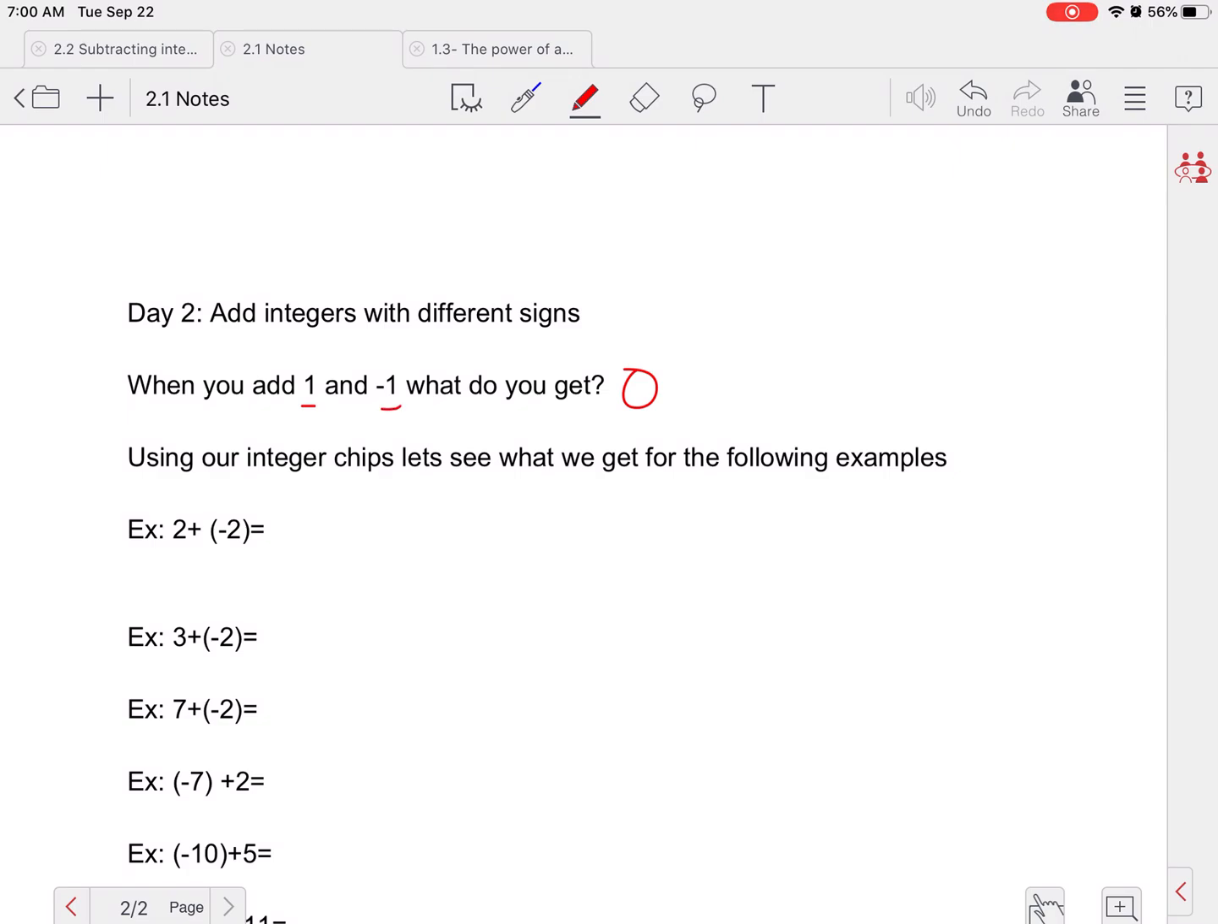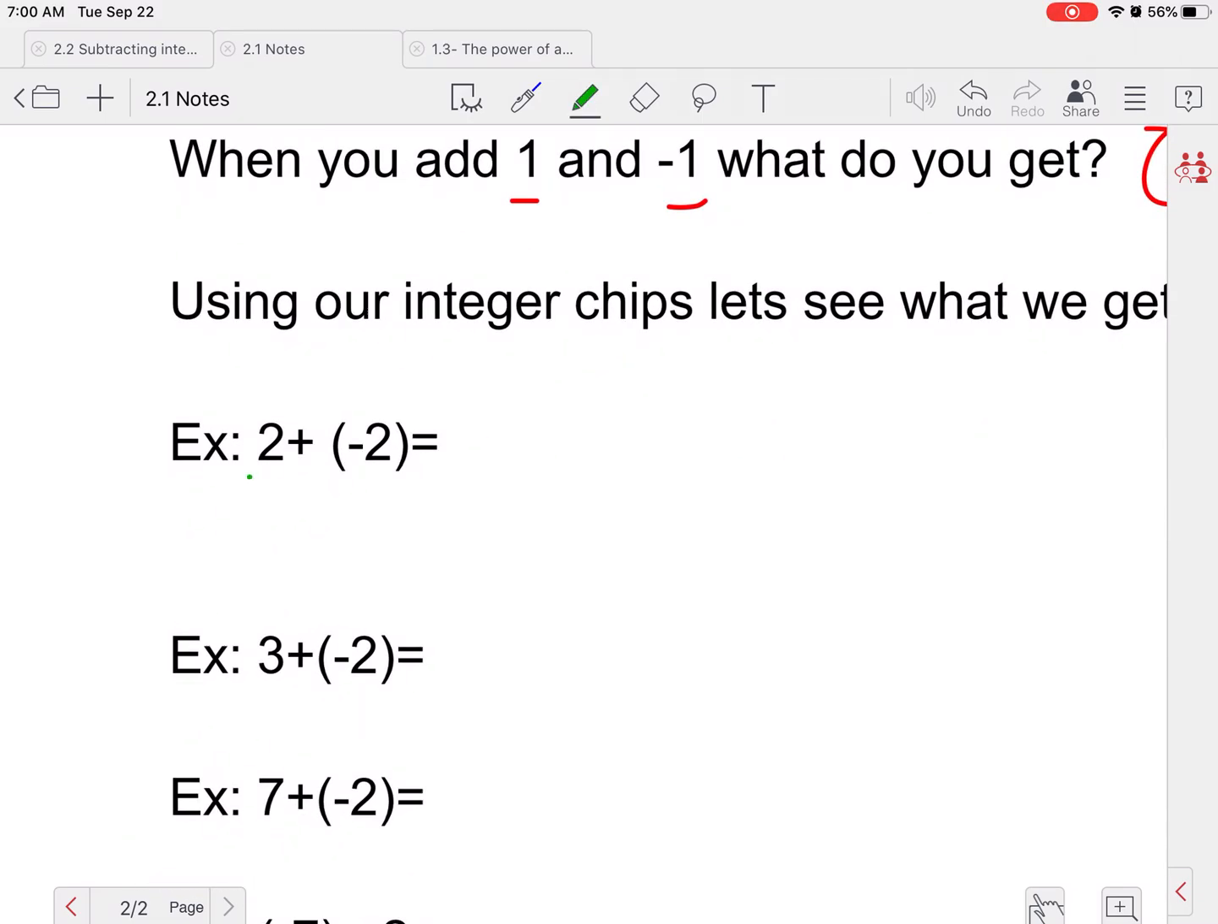Okay, so we're going to use our integer chips, and I know some of you find this painstaking, but it's okay. I'm going to start with a positive 2, so I'm going to have 2 positives. And then I'm going to add 2 negatives. Again, 1 positive and 1 negative cancel to be 0, 1 positive, 1 negative cancel to be 0. And since I have none left, that's 0, which makes sense because if I have $2 and then I spend $2, I'm in fact going to have $0.